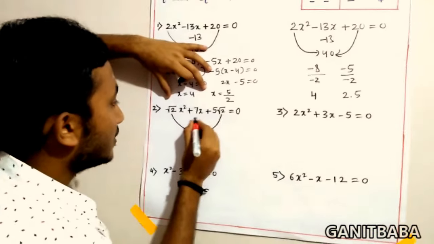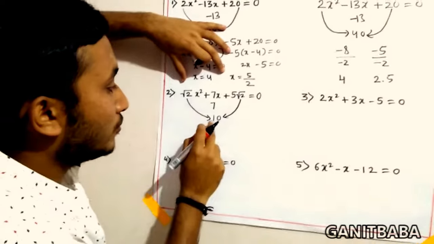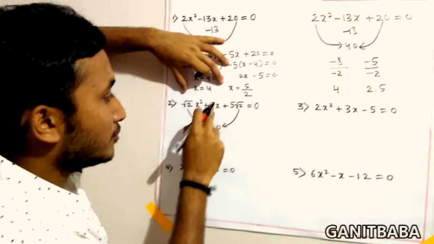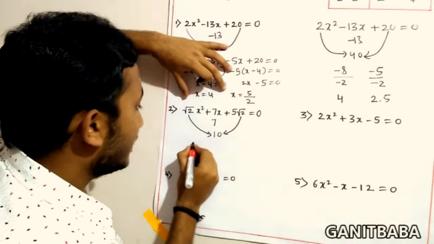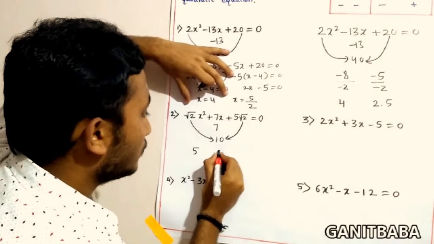Okay, so 7 is there, it is plus. We need to divide this 7 in such a way that the product should be equal to 10 and their addition or subtraction is equal to 7. So we can divide it like 5 and 2.